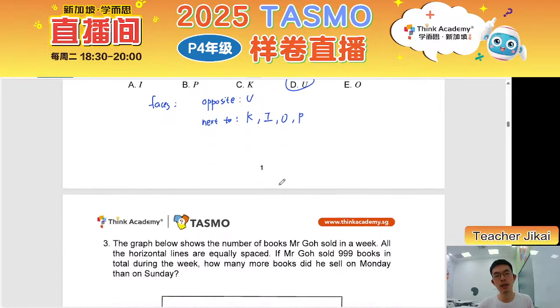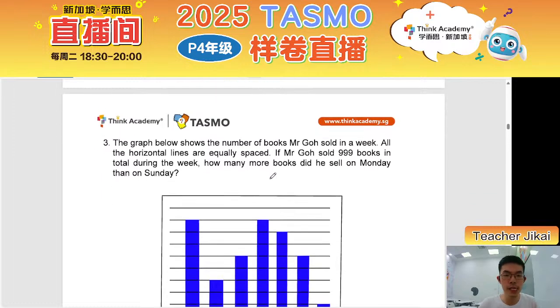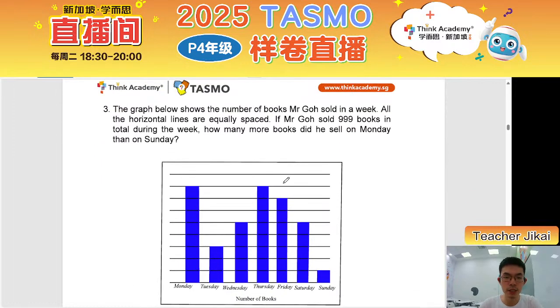Right. Question 3 is a statistics question. We want to know, how many more books did he sell on Monday than on Tuesday? If we have statistics, we just make units, right? So here we make one grid as 1 unit. For Monday, we have how many units? 8 units. Tuesday, 3 units. Wednesday, 5 units. And 8 units, 7 units, 5 units, and 1 unit.